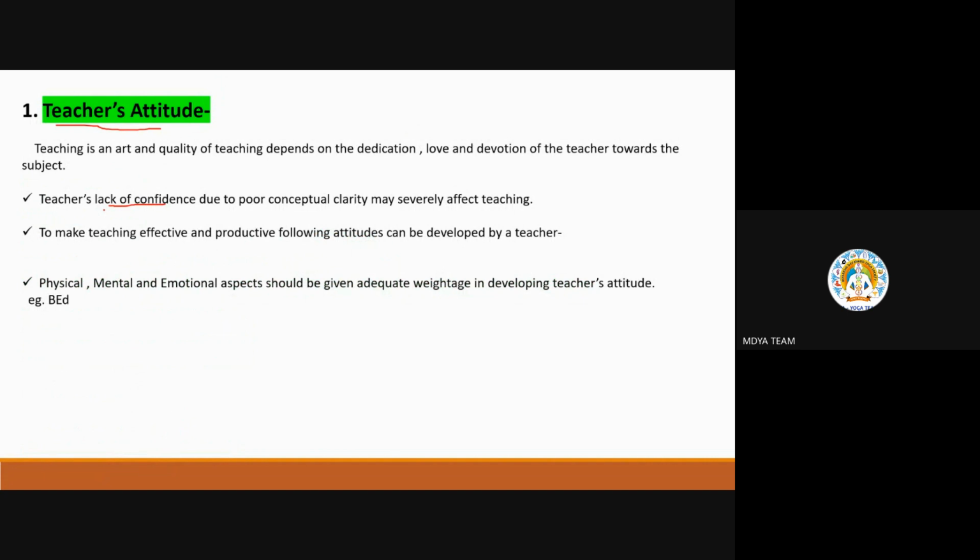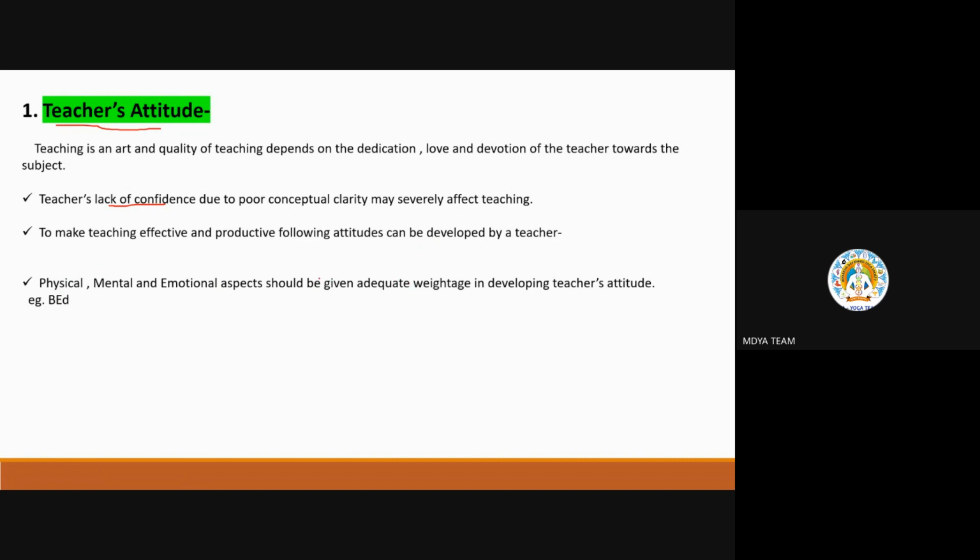Teacher's lack of confidence due to poor conceptual clarity may severely affect teaching. Like if a teacher is not having a command on his own subject, so that will affect the teaching. To make teaching effective and productive, following attitudes can be developed by a teacher. Physical, mental, and emotional aspect should be given adequate weightage in developing teacher's attitude.